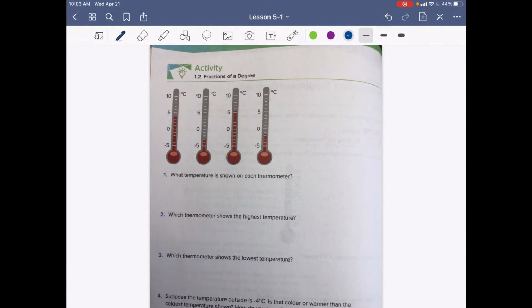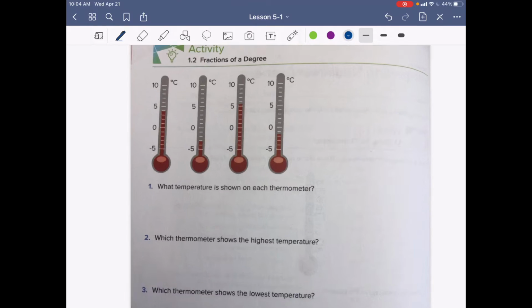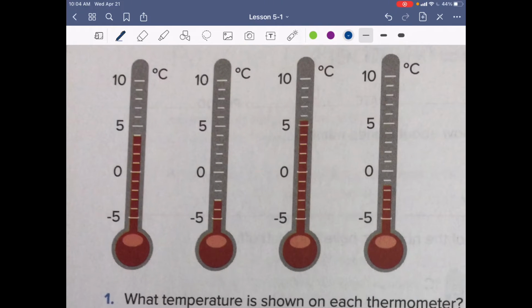All right, so we have fractions of a degree. What temperature is shown on each thermometer? I want you to pause the video and figure out what temperature is on each thermometer. Welcome back. So let's take a look. It looks like we're moving again by fives, and there's 1, 2, 3, 4, 5 lines in between each. So we can count this one. It's 1 line just below 5, so this would be 4 degrees.